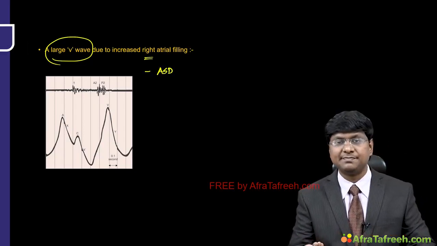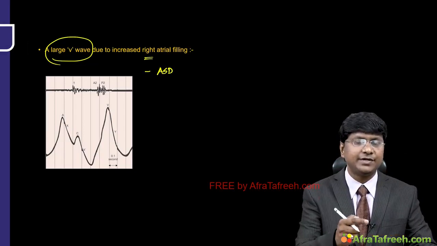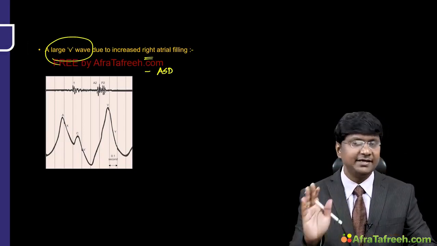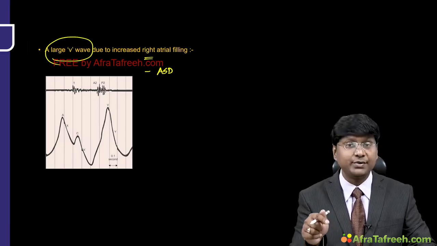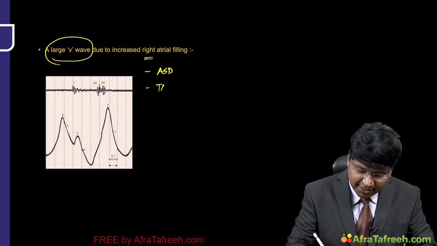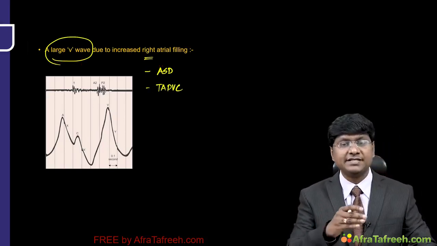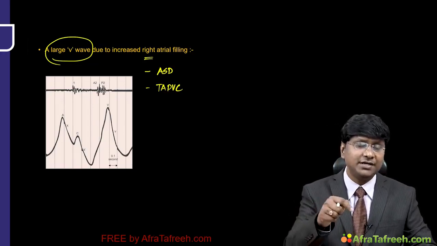The concept is very simple. Whenever there is an ASD, the blood from left atrium will be entering into the right atrium, right? And thereby the V wave amplitude increases, right? And the other condition where you can have this particular large V wave is in patients with total anomalous pulmonary venous connection. So these pulmonary veins, instead of draining into the left atrium, are draining into the right atrium.